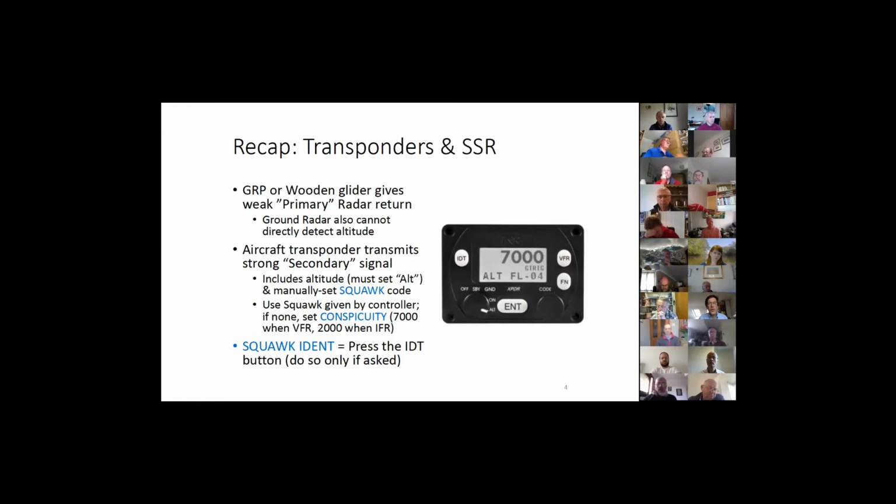One is your altitude, although it'll only do that if the transponder is set to, on this example that you can see, alt. And the strong guidance from everybody is all the time you have your transponder switched on in the air, leave it set to alt so that the radar controller can see your altitude. The second thing that it'll transmit back is a so-called squawk code, which is manually set by you into the transponder, usually in response to a request from the controller.